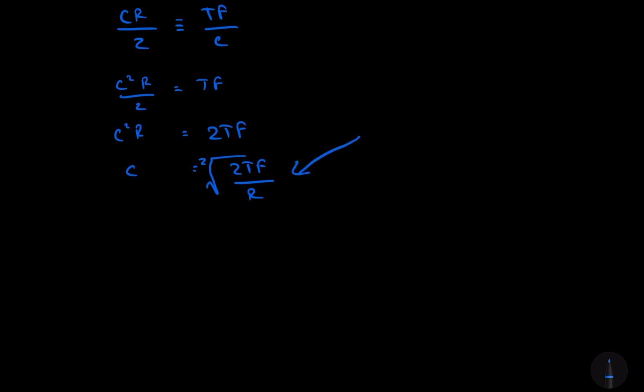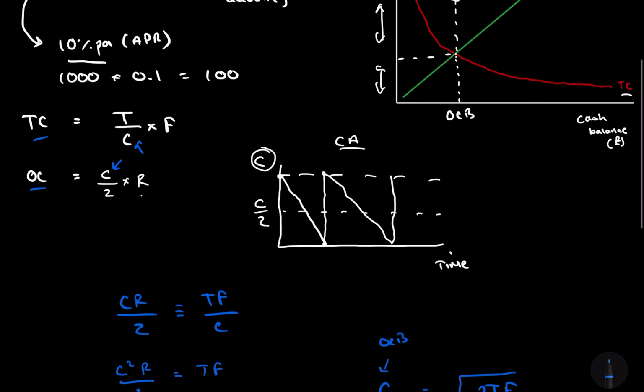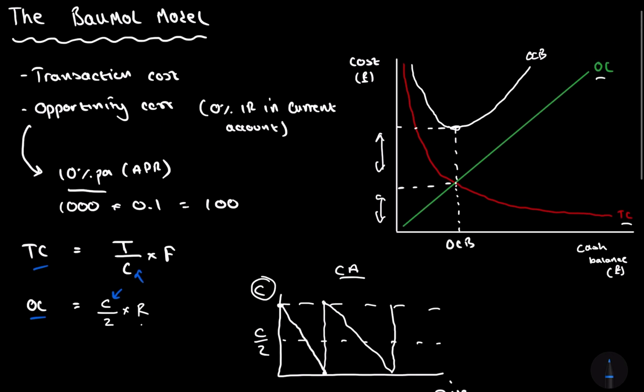So this is the formula. I'll write it out a little bit more clearly. C, the optimum cash balance, equals 2 times the total amount that we need times the transaction cost over the opportunity cost, square rooted. And that is our formula for the Baumol model. And from then we can calculate our optimum cash balance, OCB. And then when we've got this C value, we plug it into here, and we can get the opportunity cost and the transaction cost, which will be exactly the same. So that is essentially the Baumol model.